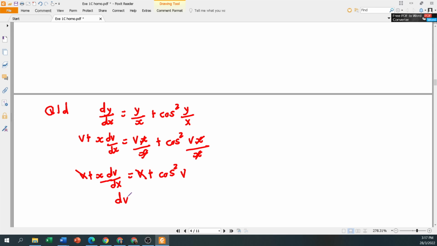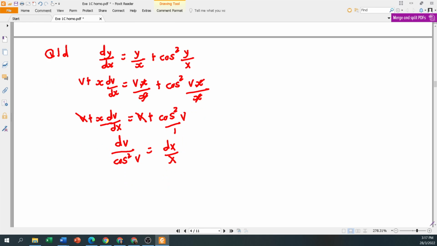That's why dv over cos squared v, divided by 1. So okay, cross multiplication, you get dv over cos squared v equal to dx over x. And then you integrate both hand sides.